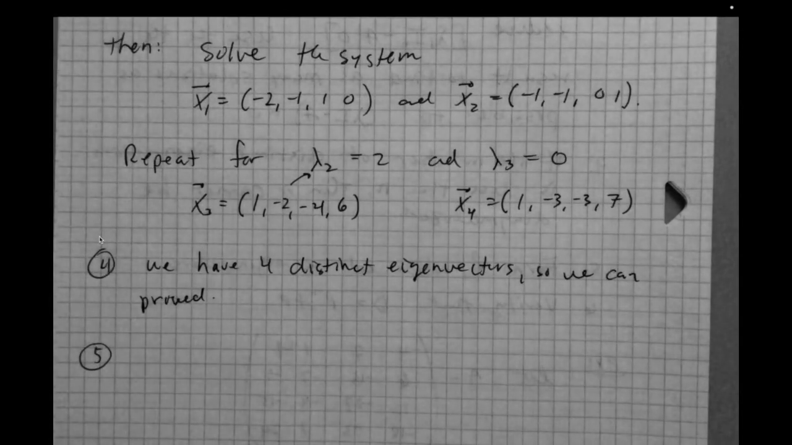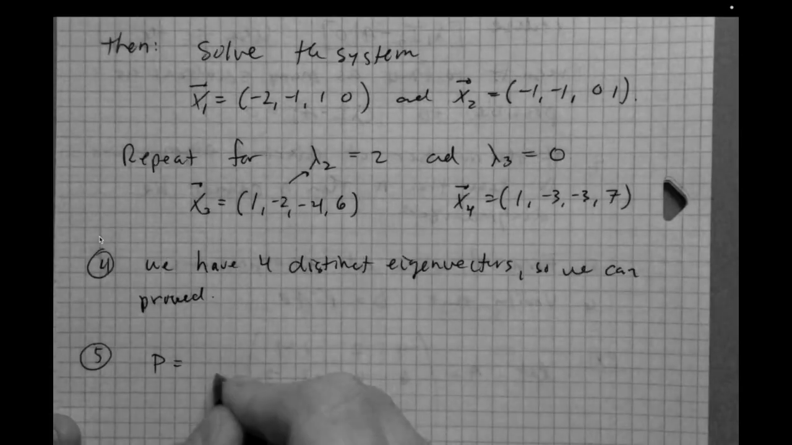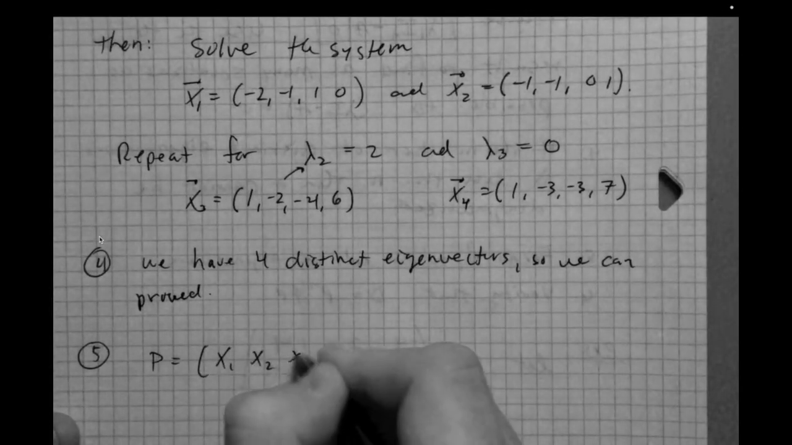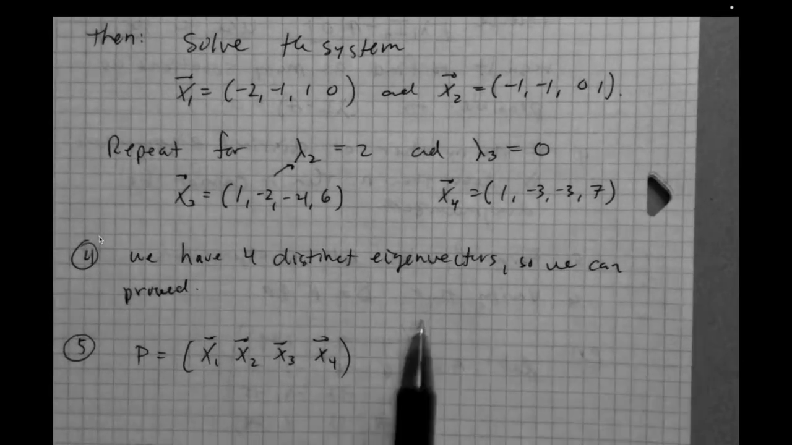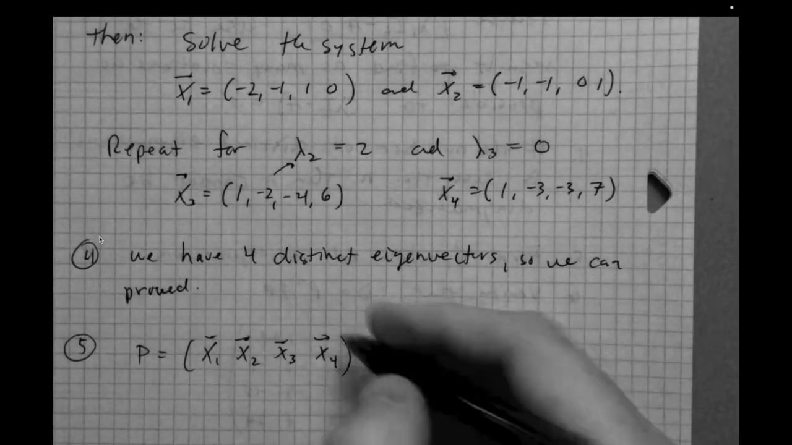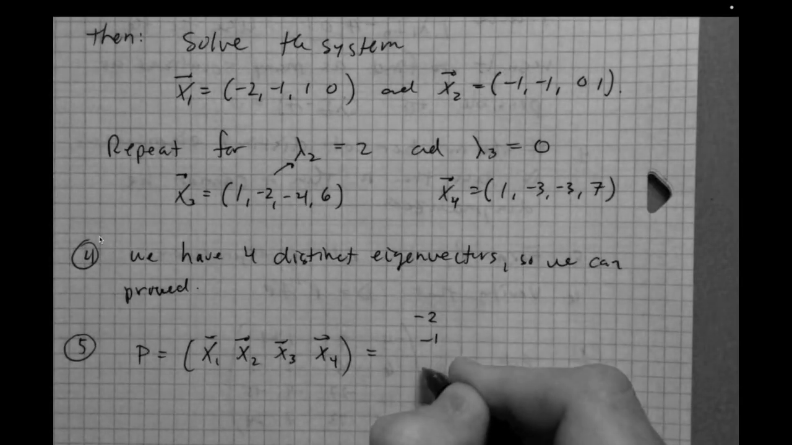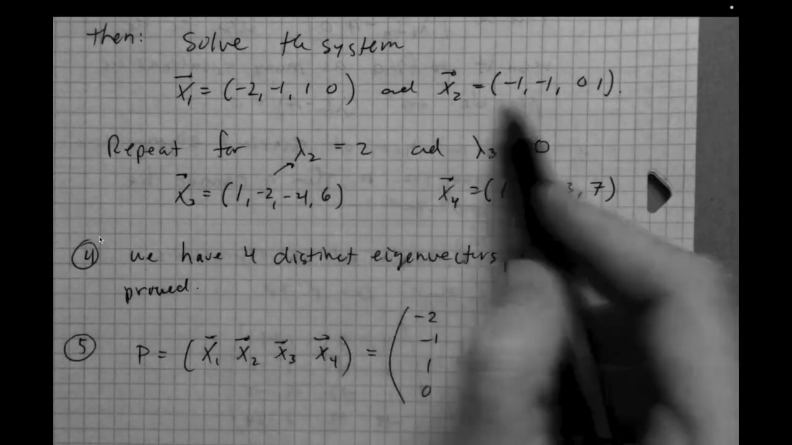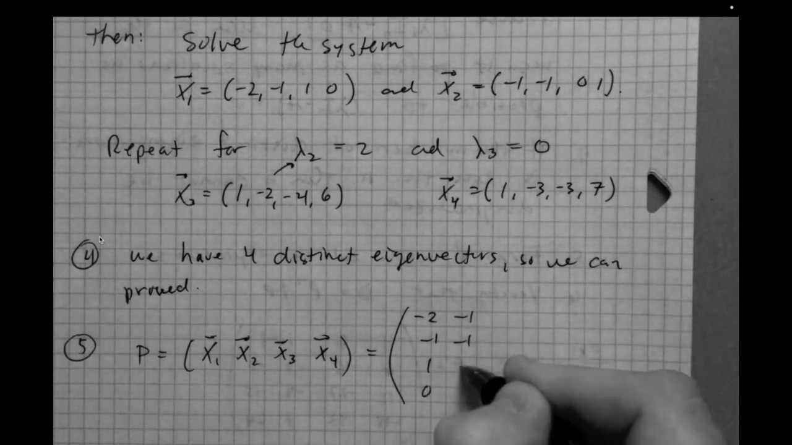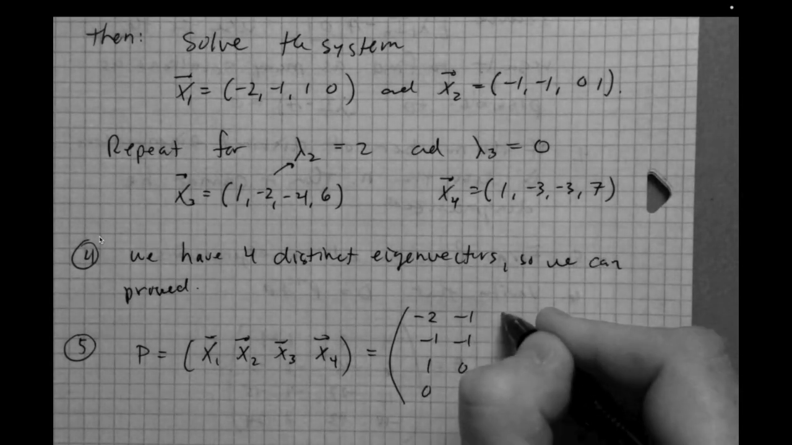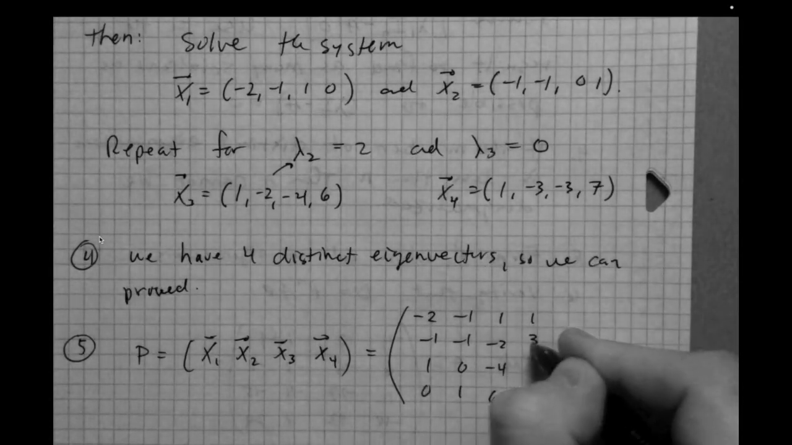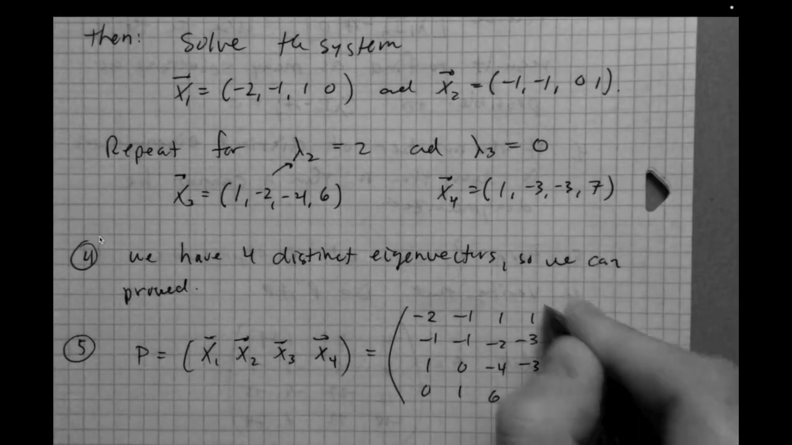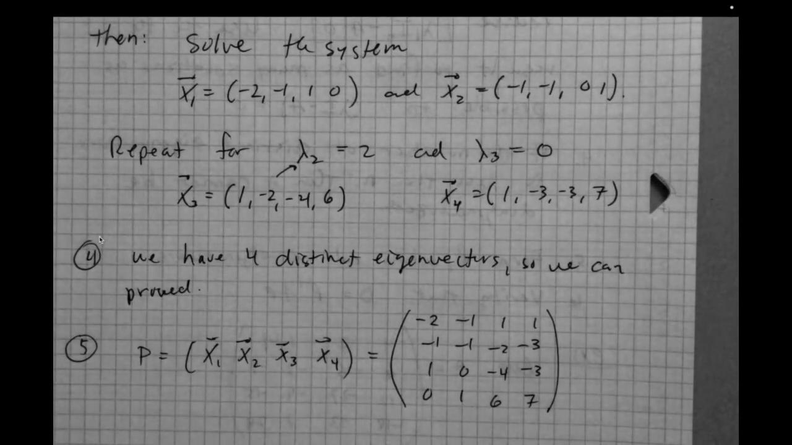Now we can form P. P is equal to the matrix x1, x2, x3, x4. These are the columns, and these are obviously the eigenvectors that we just found. So we can plug those in: -2, -1, 1, 0. That's this guy. And then this one, -1, -1, 0, 1. And then 1, -2, -4, 6. And then 1, -3, -3, 7. And so there's our matrix P.